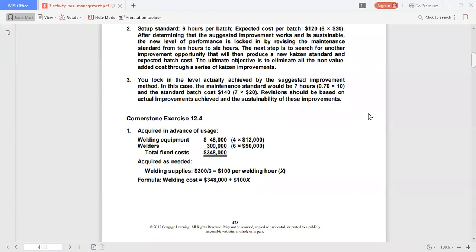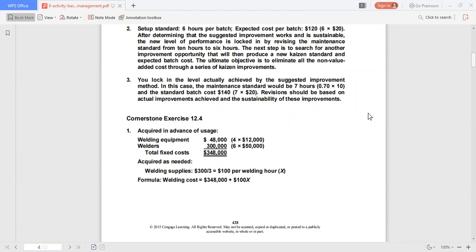Now, we go to the last problem. Exercise 8-4. Activity-based flexible budgeting. Now we have a welding activity and want to develop a flexible budget. Now when we talk about flexible budget, it's a budget at different levels of activity. So we have now the following resources used.